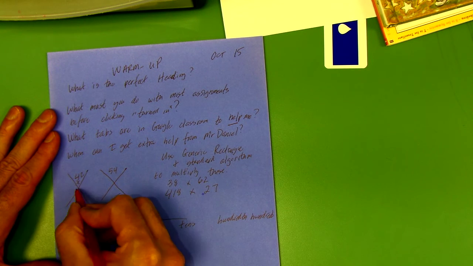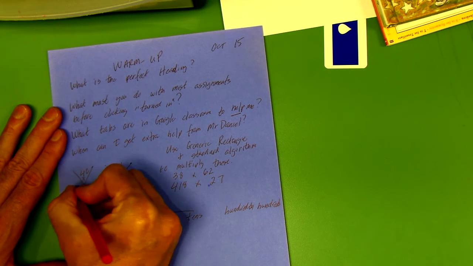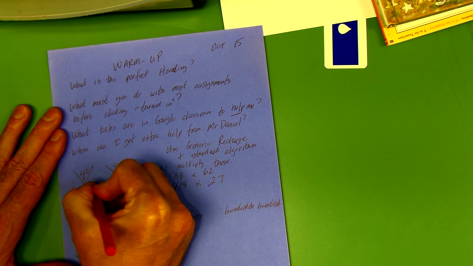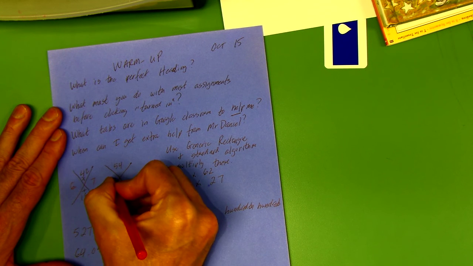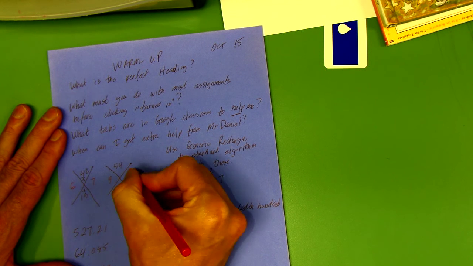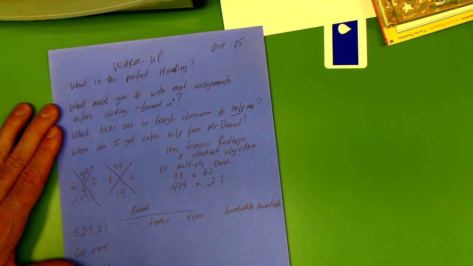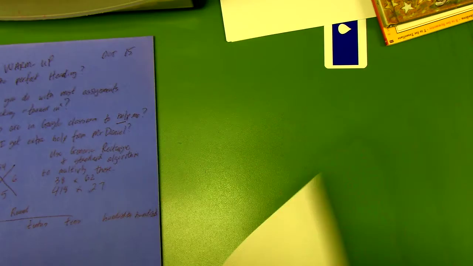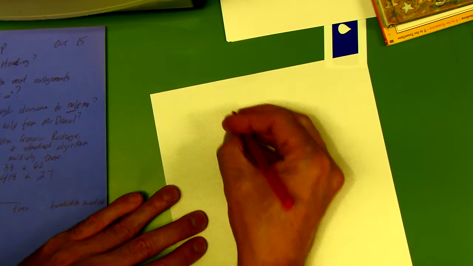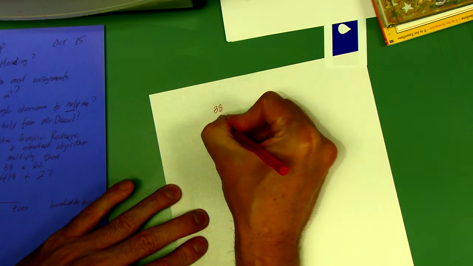All right, here we are. 6 and 7, when you multiply, you get 42, and when you add, you get 13, and 9 times 6 has a product of 54, sum of 15. Okay? Now these two generic rectangles, 38 times 62.